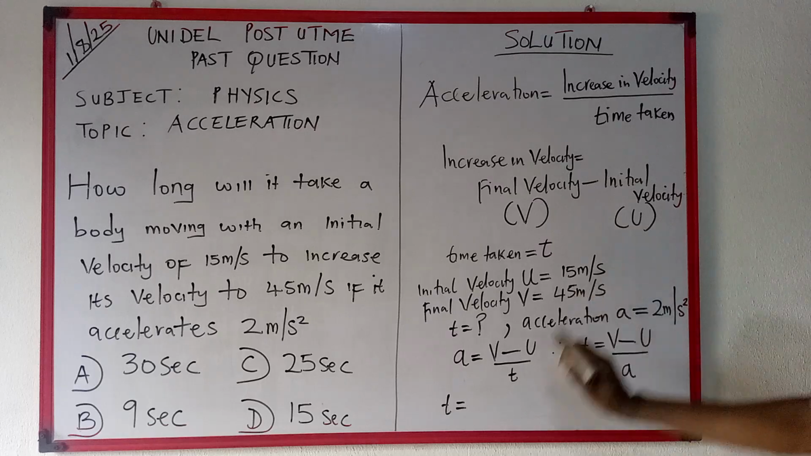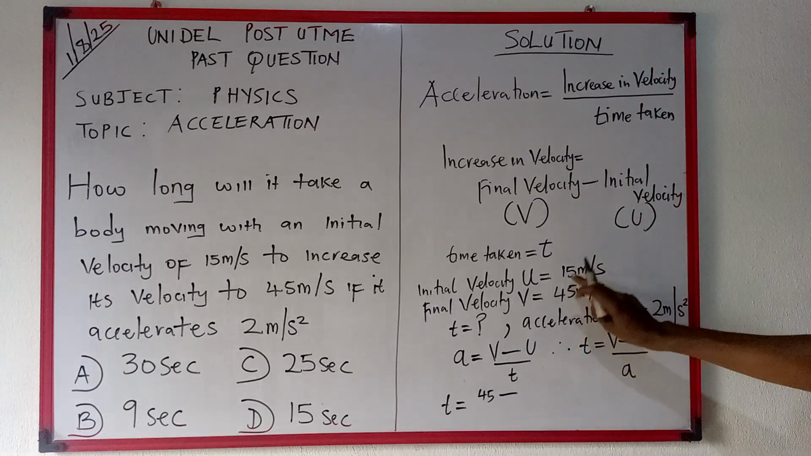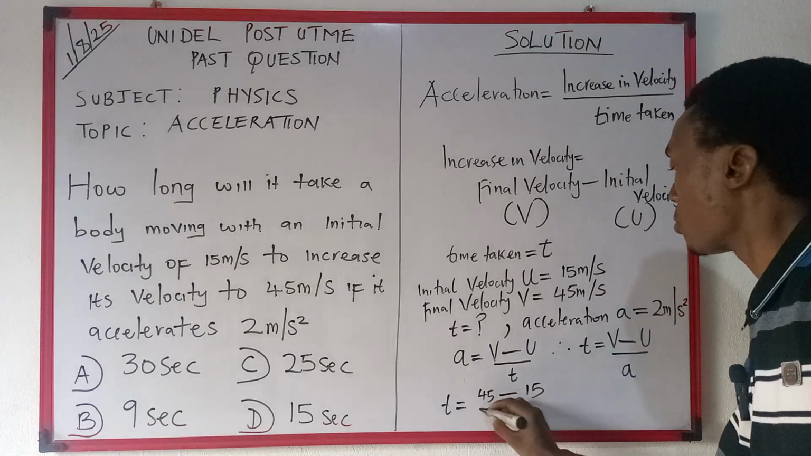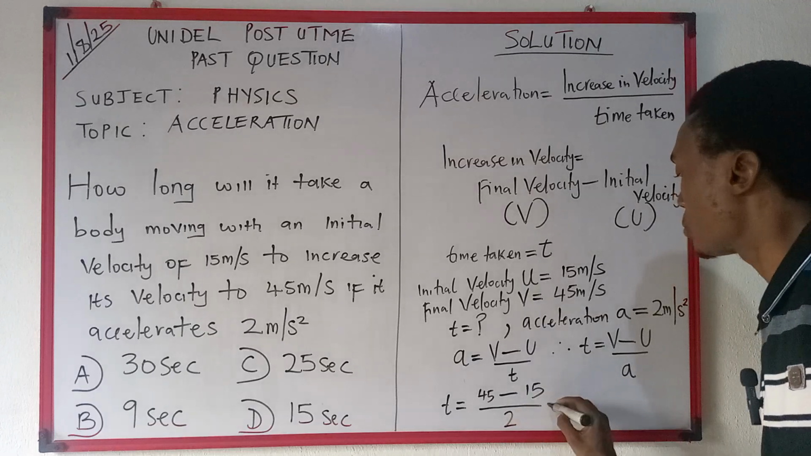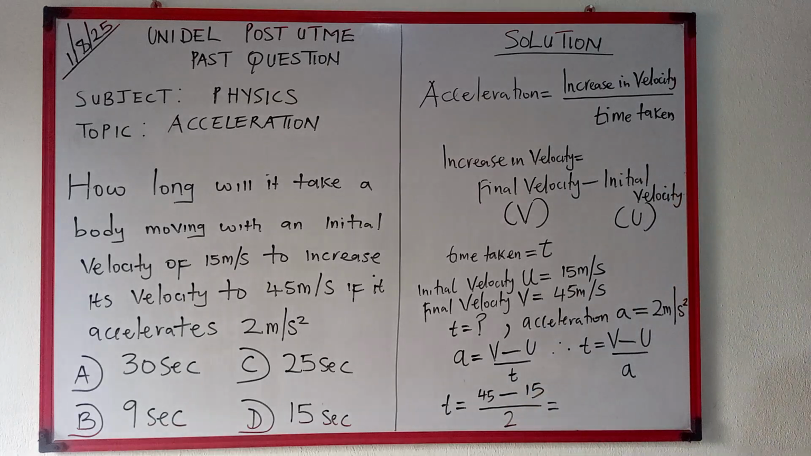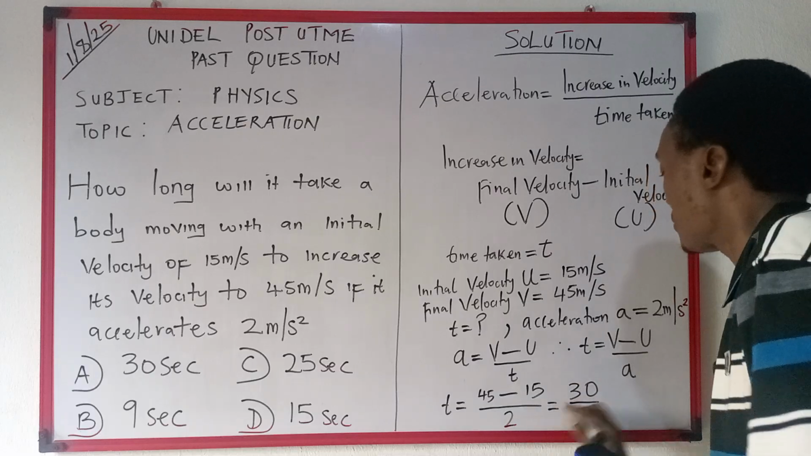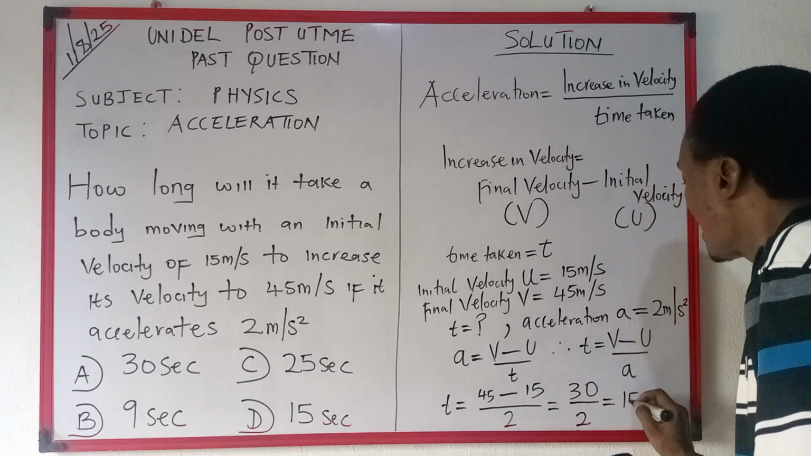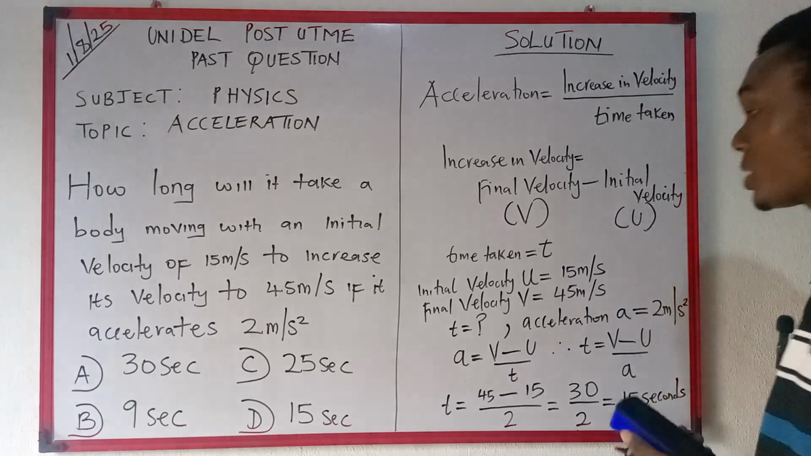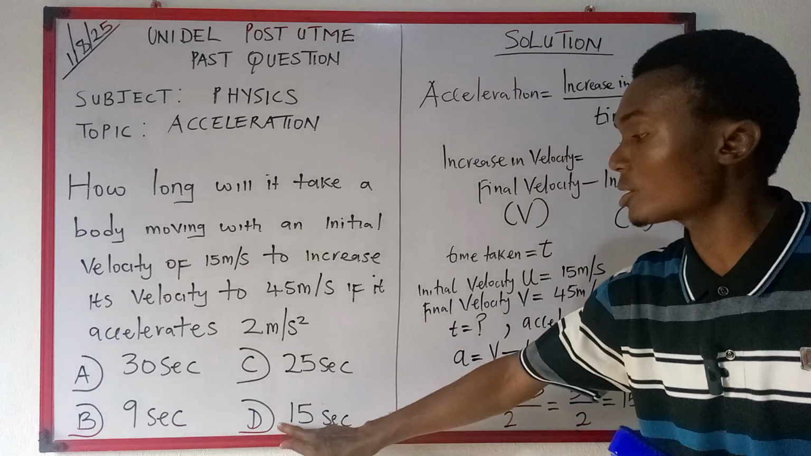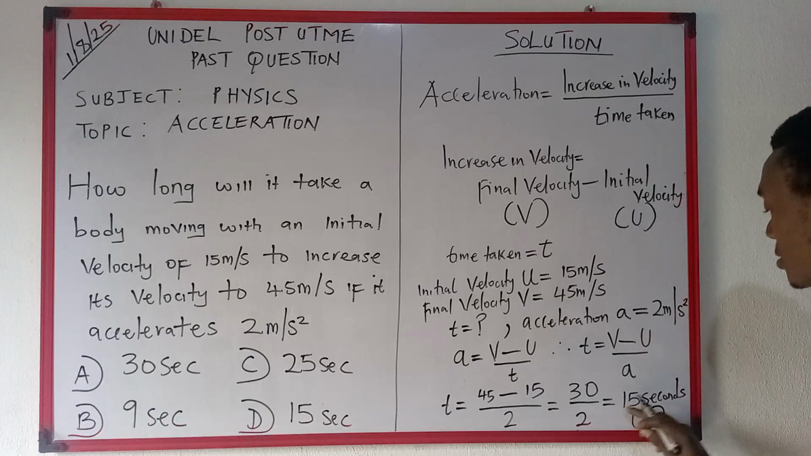What's our v? 45. What's our u? 15. What's our a? Our a is 2. So let's go. 45 minus 15. Use your calculator. You have 30. Divide by 2. And what's the final answer there? 15 seconds. Okay, so if you look at the options, you are having D. So our final answer is D, which is 15 seconds.